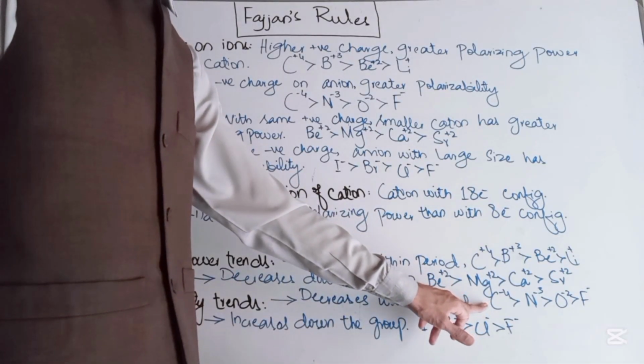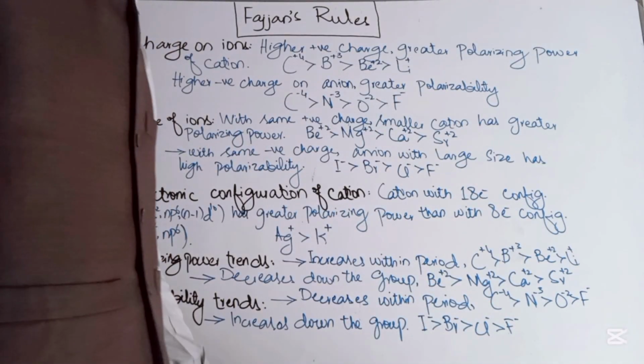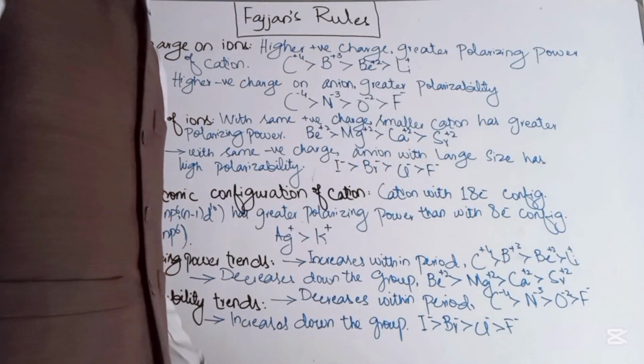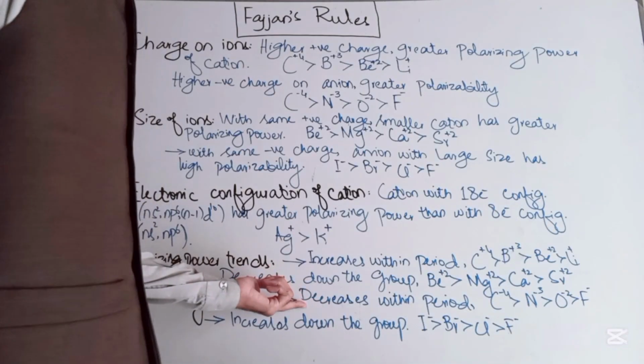So C4- has the greatest polarizability, followed by N3-, O2-, F-. So this is consistent with this trend.